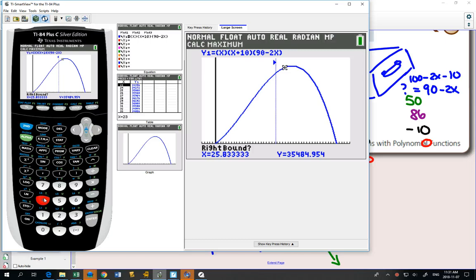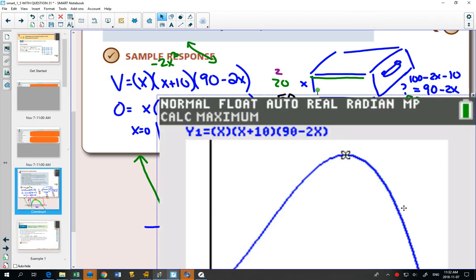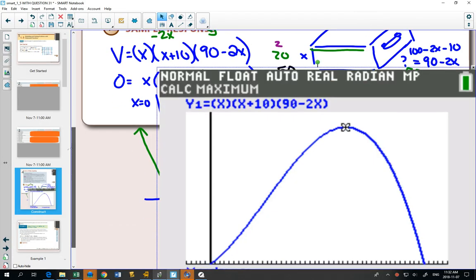So I know that 40 is to the right of it, and that was quicker than using my arrow keys over. Once you've got something on the left and right, it's going to ask you to guess. I think the maximum is going to be there. Push enter again, and it tells us our maximum happens at 28.58 and 36,209. I'm just going to drag that into here. Make it smaller.